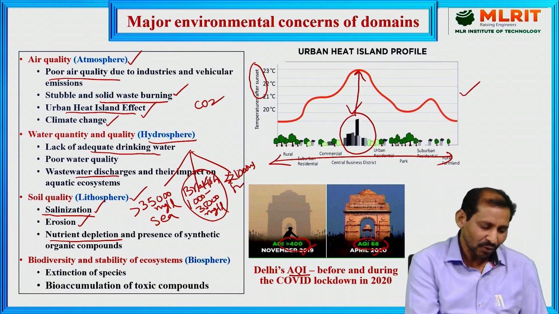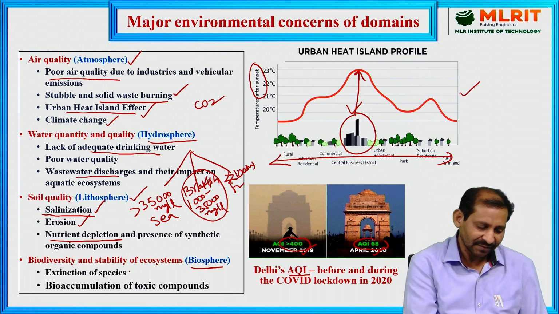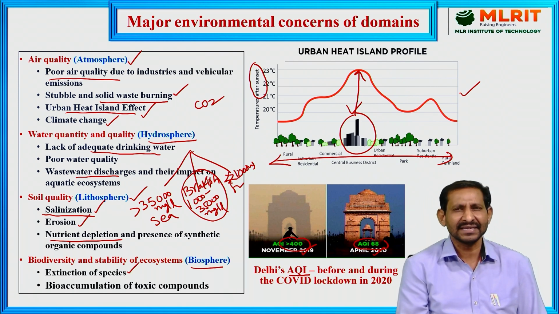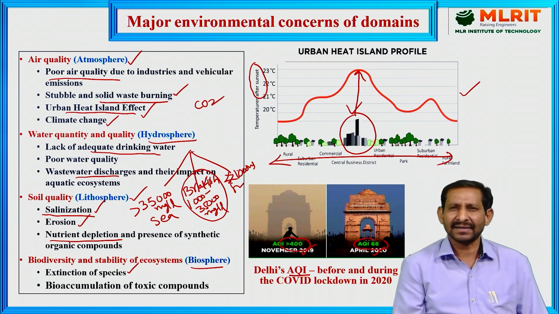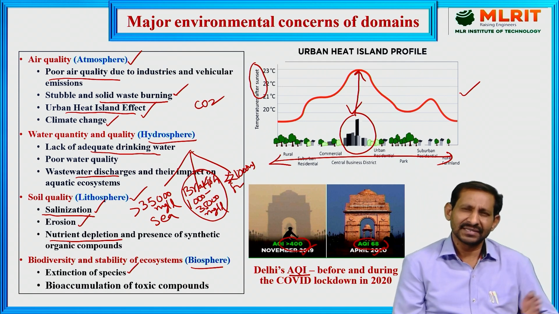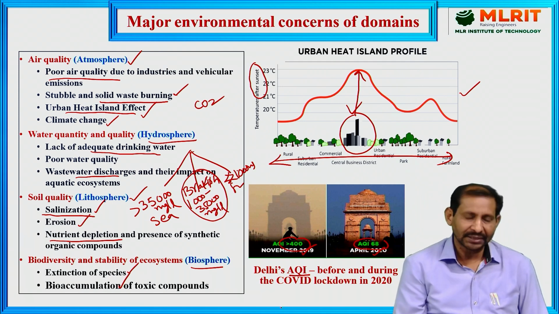The last one is biodiversity and the biosphere. The first one is extinction of species. Extinction of species means that some plants or animals slowly go extinct; some plants and some animals disappear. Then there is bioaccumulation of toxic compounds.